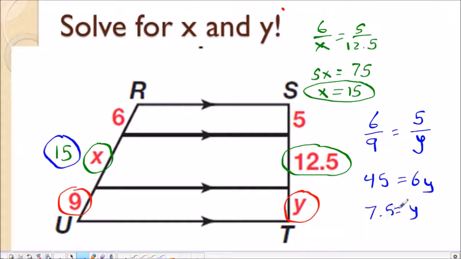Again, we're always going to check and make sure our answer makes sense, make sure it's reasonable. Okay, 6 is bigger than 5. We would expect 9 to be a little bigger than whatever we have here, and 7.5 is that number that's a little smaller than 9. So that suggests that we're doing a pretty darn good job on this.